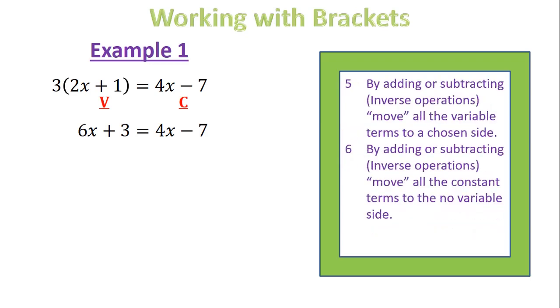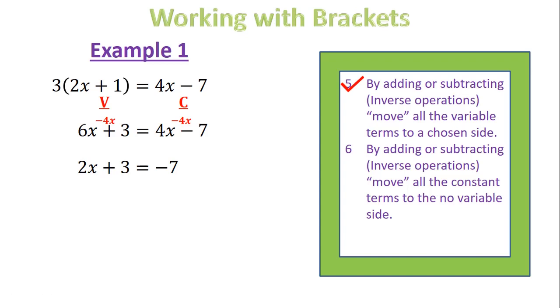Step 5, by adding or subtracting, move all the variable terms to the chosen side. And so what we need to do is move my 4x to the left. Now we're adding or subtracting. So the opposite of 4x, we have to take it away. And so we subtract 4x from both sides. So 6x minus 4x gives me 2x. Then I have plus 3. That equals, on my right hand side, 4x minus 4x disappears. And then I've just got negative 7. So now I've finished step 5.